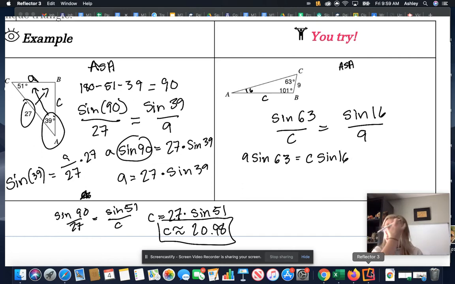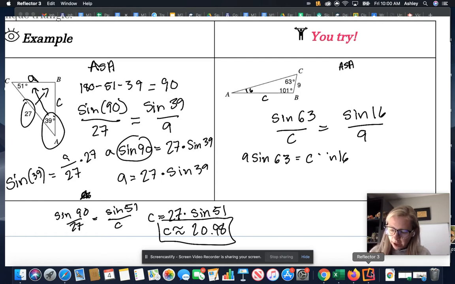Now in this case, we're actually going to have to calculate these, because neither of these are going to be equivalent to 1. So you're going to grab your handy dandy calculator, and we're going to take 9 times the sine of 63, which gives us 8.019 and so on. Keep that in your calculator. It's always important when you're doing math like this to store as many values as possible by keeping them in your calculator. Then we're going to need to divide that value.